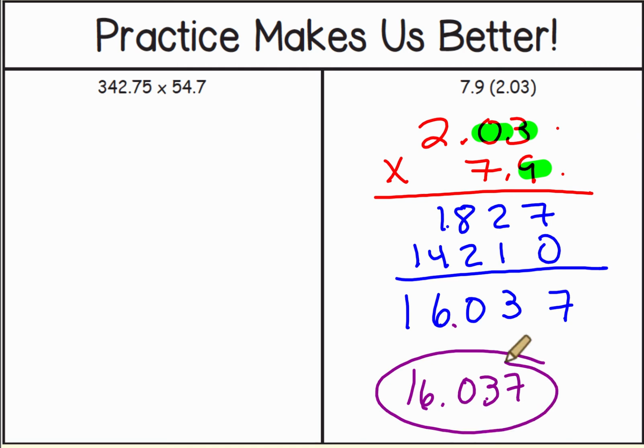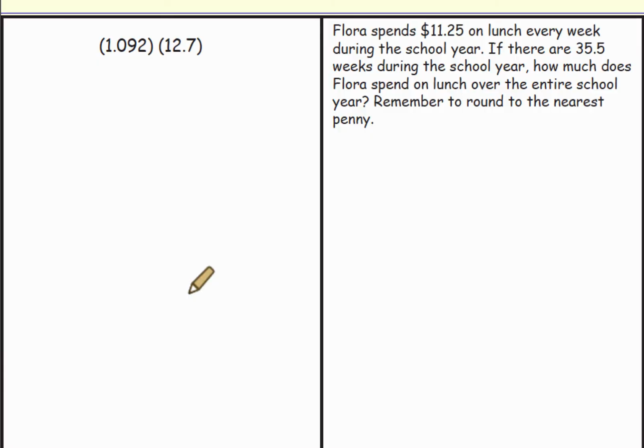If I had done this with estimation and rounding to a whole number, this is 2 when I round it, and this is 8, and 2 times 8 is 16, and I got just over 16, which would make sense. Okay, so try this one.